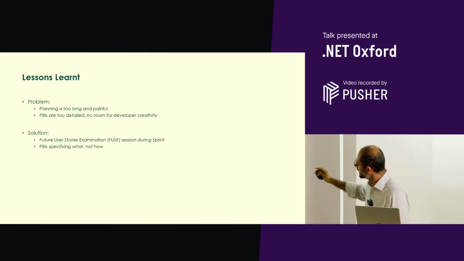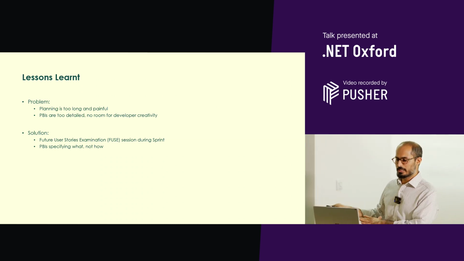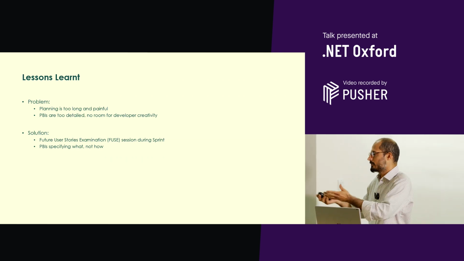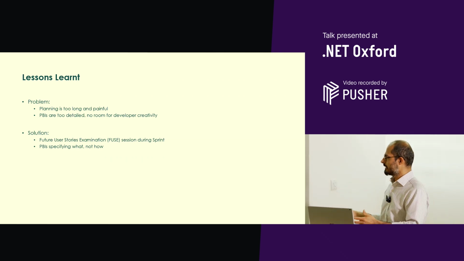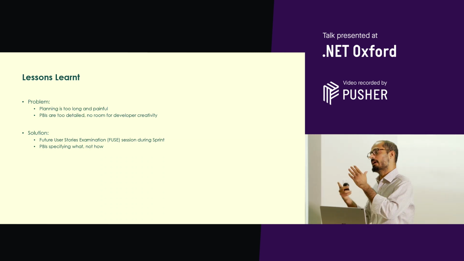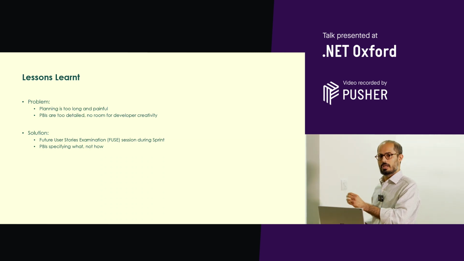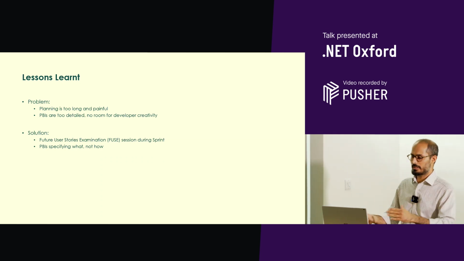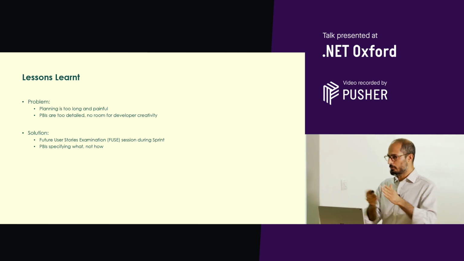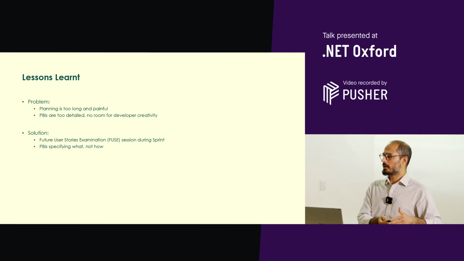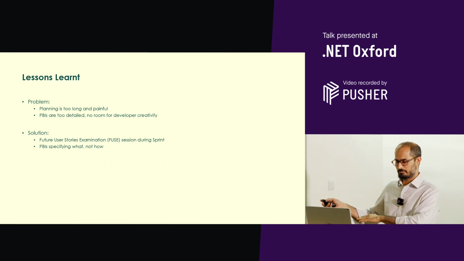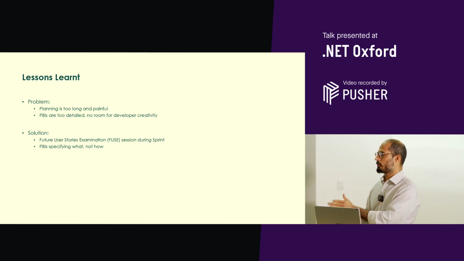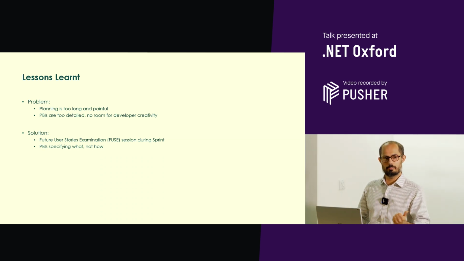So the first one is, okay, the planning is too long, it's too painful, or the PBIs are too detailed. There's no room for developer creativity, if you will. Now, planning is too long, perhaps because we have too many things coming towards us, and we cannot tackle them in our planning session. So we said, okay, let's have a few sessions during the sprint where we tackle some of those and go through those PBIs, product backlog items, if you will. And if the PBI is too detailed, let's change it. The PBI should be about what you are doing, not how you're doing it. So it's a requirement, not a specification.